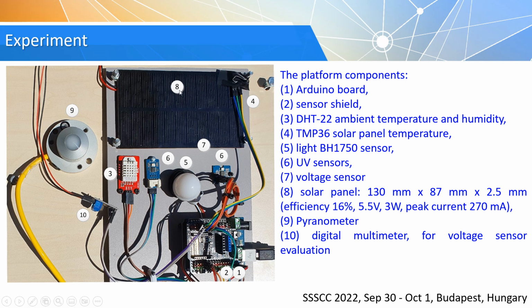Number 8 is, no, there is some mistake here. Number 8 is a solar panel, and number 7 should be a voltage sensor, not number 10 here. This is a voltage sensor. And number 9 is a pyranometer, and the digital multimeter is not presented here in the picture.